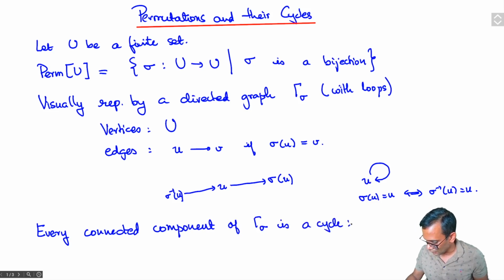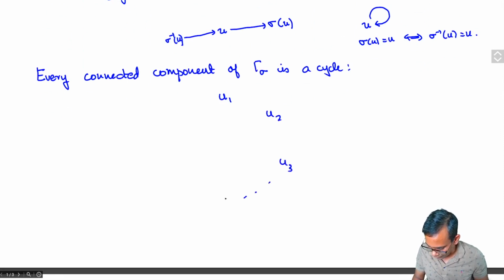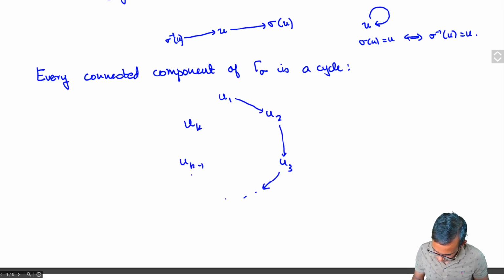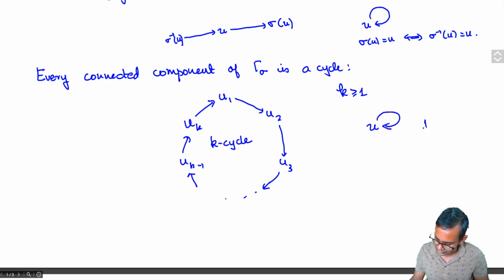a directed cycle. What I mean is that you have a sequence of nodes U1, U2, U3, all the way up to U(K-1), UK, where U1 goes to U2, U2 goes to U3, U3 goes to U4, and so on, and UK goes back to U1. We call this a K-cycle, or a cycle of length K, and K can be any integer greater than or equal to 1. In particular, if K is equal to 1, then you just have an element U which goes to itself. This is a 1-cycle.